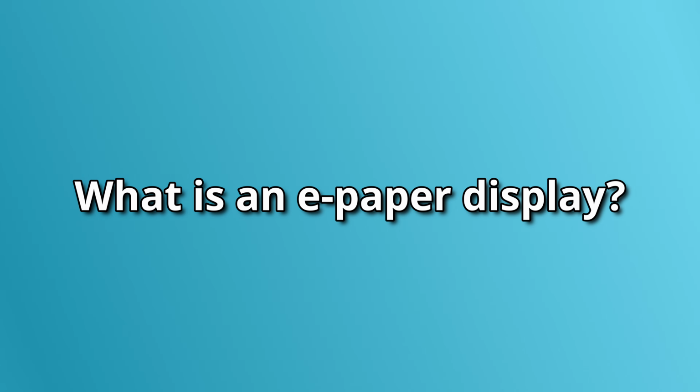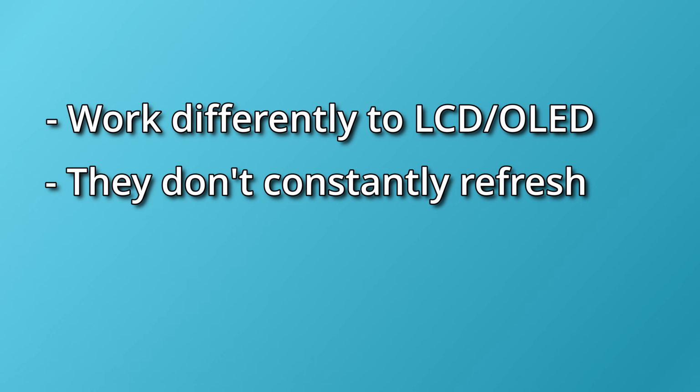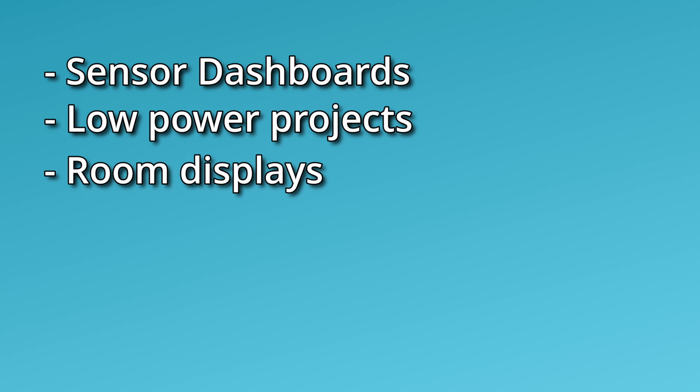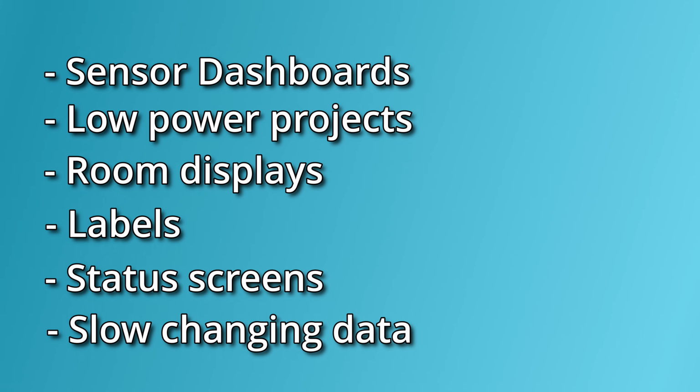What is an e-paper display? E-paper displays are a bit different to normal LCD or OLED screens. They don't constantly redraw the image. Once the display has been updated, it can hold that image without needing constant power. That makes them really useful for things like sensor dashboards, low power projects, room displays, labels, status screens, and anything where the data changes slowly.